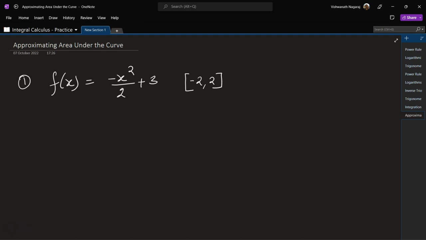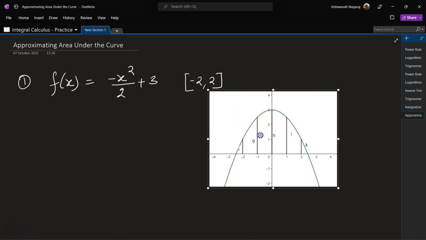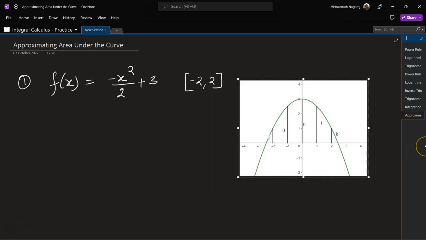Okay. Now, just so that we can visualize it, let's put up the graph. Now here, this is the graph of this function, and from minus 2 to 2, we have broken up the area under the curve into 4 regions, right? From minus 2 to minus 1 to 0, 0 to 1, and 1 to 2. Okay, so now there are different ways in which we can figure out this area.